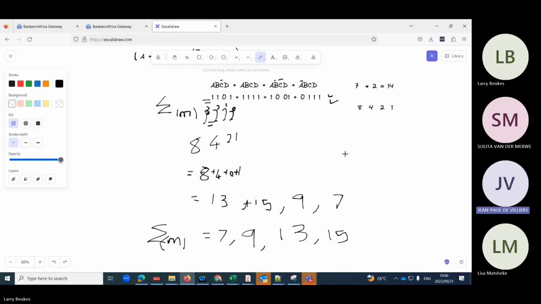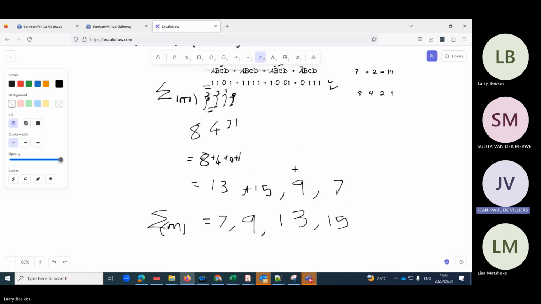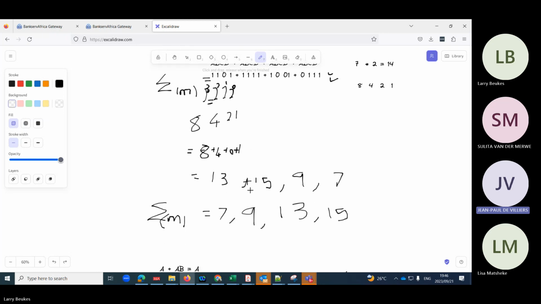You have the midterm 7, 9, 13, and 15 now. How do you convert it back to A, B, C, D? Because in my assignment, I got that question wrong. I did the exact opposite of what you just did to get the A, B, C, D. I was just wondering, how do you convert it back now?